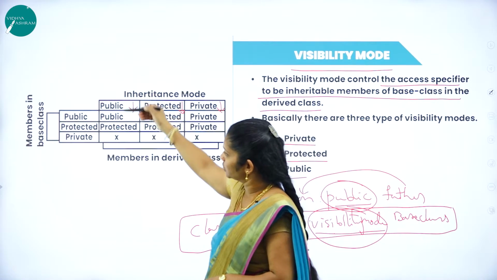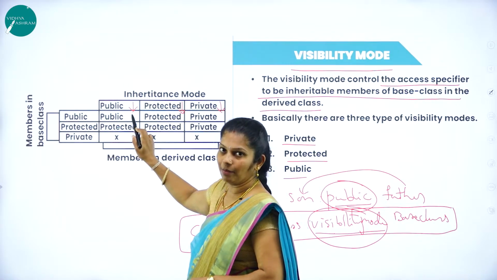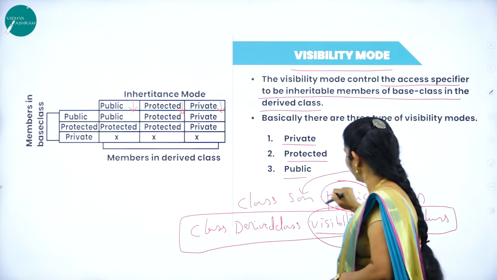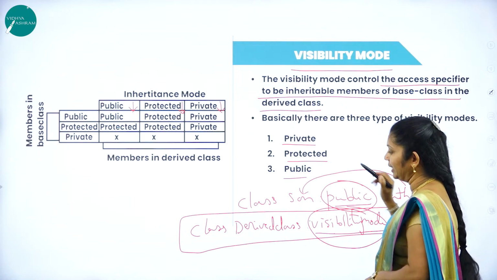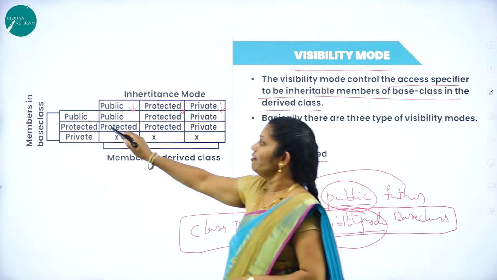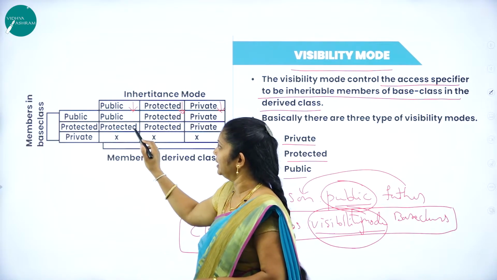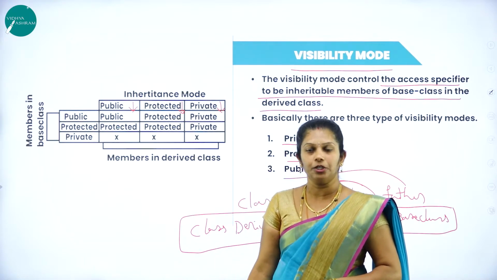While explaining, you have to explain in this way. See, public, then in the derived class also it becomes public only. It means that whatever data or functions are public in the base class become public in the derived class also. If the members are protected in the base class, then in the derived class also they are protected only.